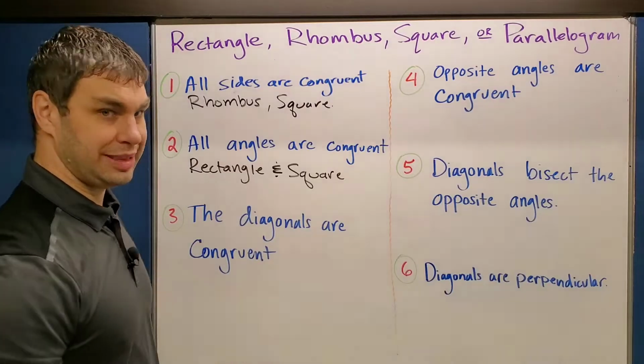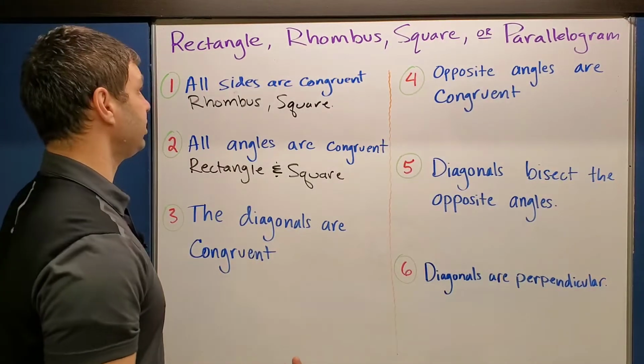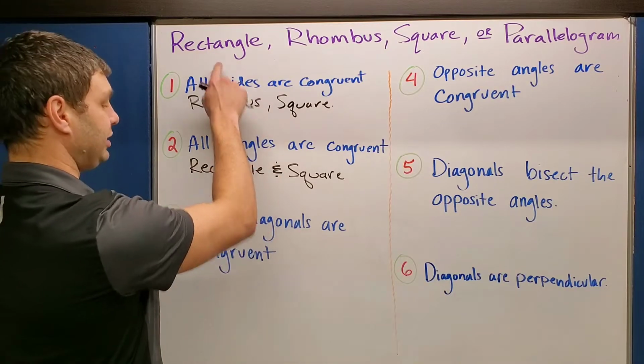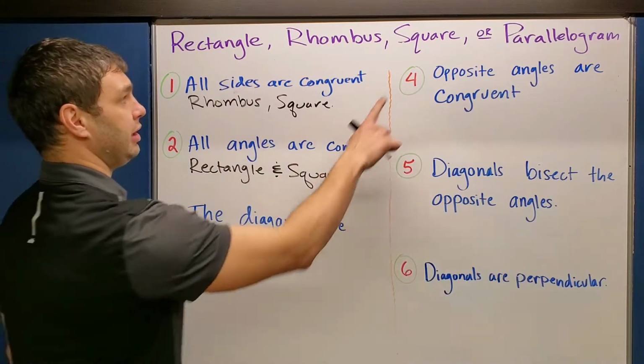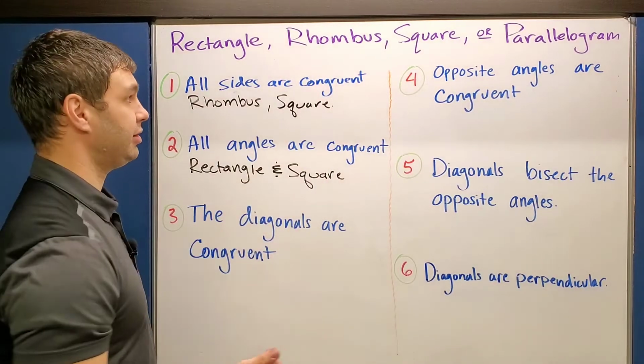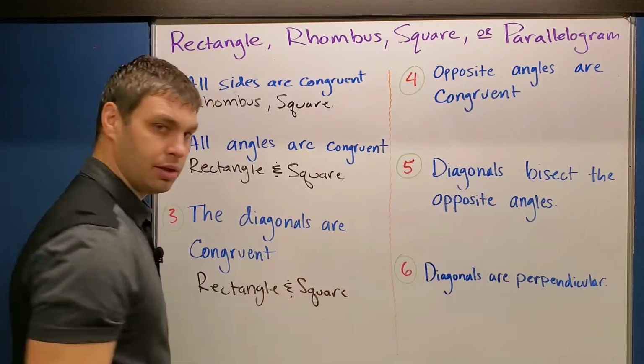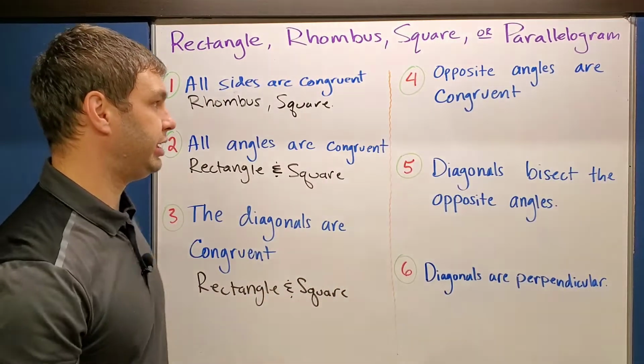All right, next one, number 3, says that the diagonals are congruent. The ones that have diagonals that are congruent are a rectangle and a square. A rhombus has perpendicular diagonals, but they're not necessarily congruent. Okay, so that moves us to our second column over here.